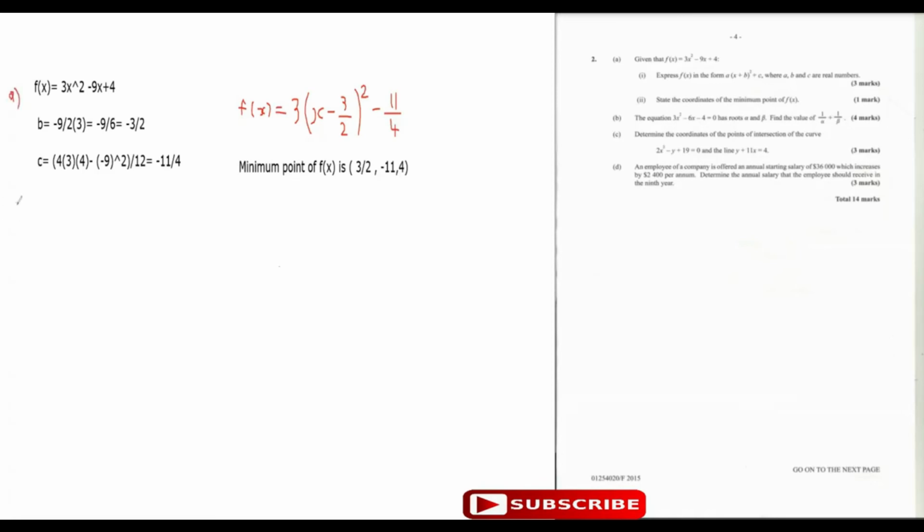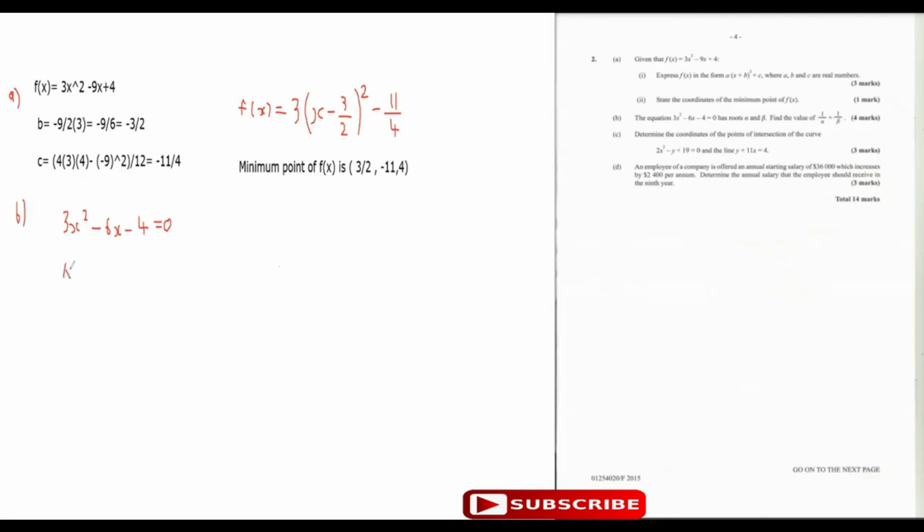Now part B. Part B gives us another quadratic. It gives us the quadratic 3x squared minus 6x minus 4, and they say this is equal to 0. And here they ask us to find the value of 1 over alpha plus 1 over beta, where alpha and beta are the roots.